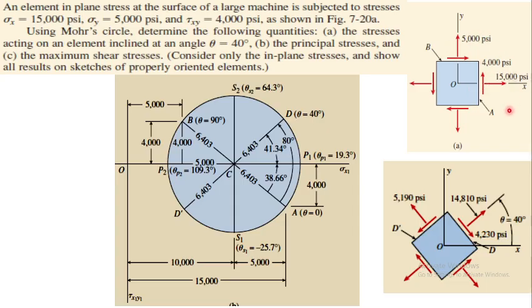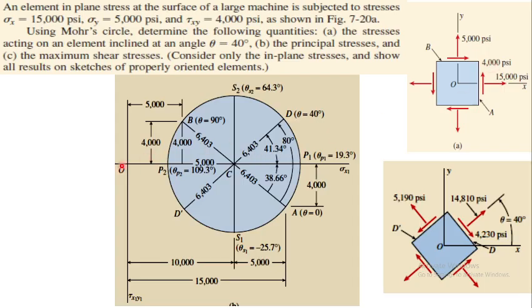If we plot it, first of all, we have to calculate the center of the circle. Say this is our origin, and the formula for the center of the circle is sigma x plus sigma y divided by 2. From here I move and put this point C over here. So 15,000 plus 5,000 divided by 2, 20,000 divided by 2, is 10,000. Then you plot this point, which is 15,000 and 4,000 on the graph.